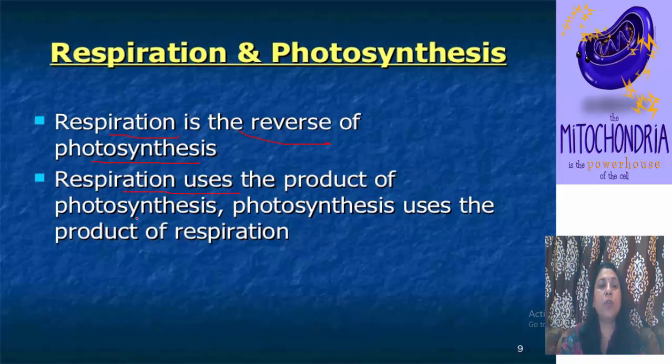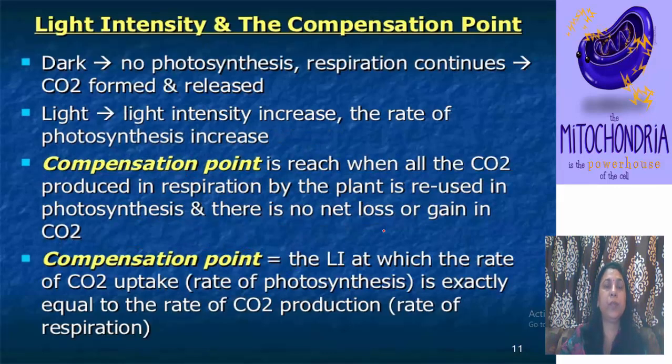Respiration uses the product of photosynthesis, whereas photosynthesis uses the product of respiration. How? In respiration, what is produced? Carbon dioxide, which gets used by the plants in photosynthesis. In photosynthesis, what is produced? Oxygen, which is used by the plants during the process of respiration.